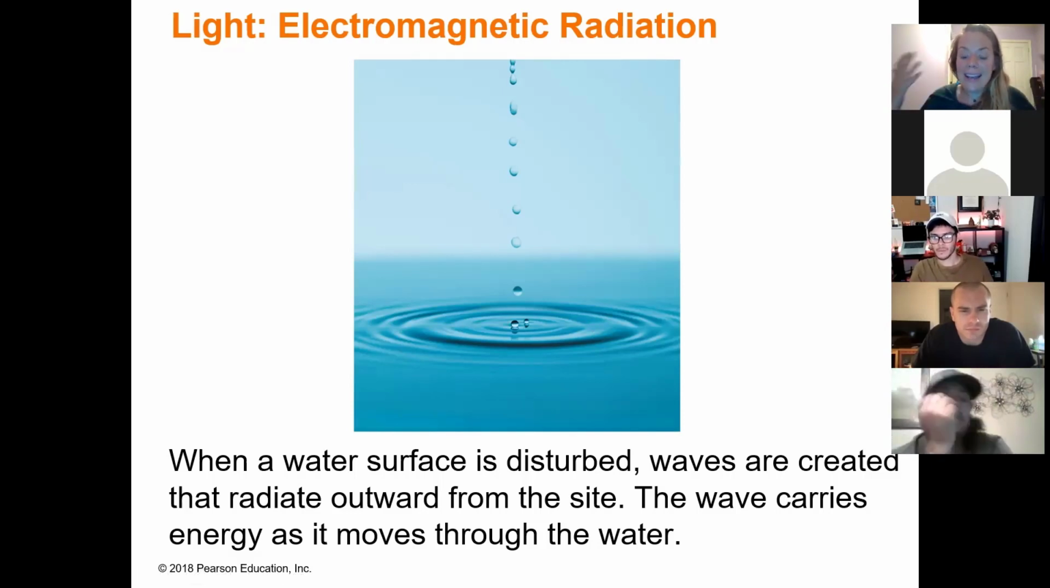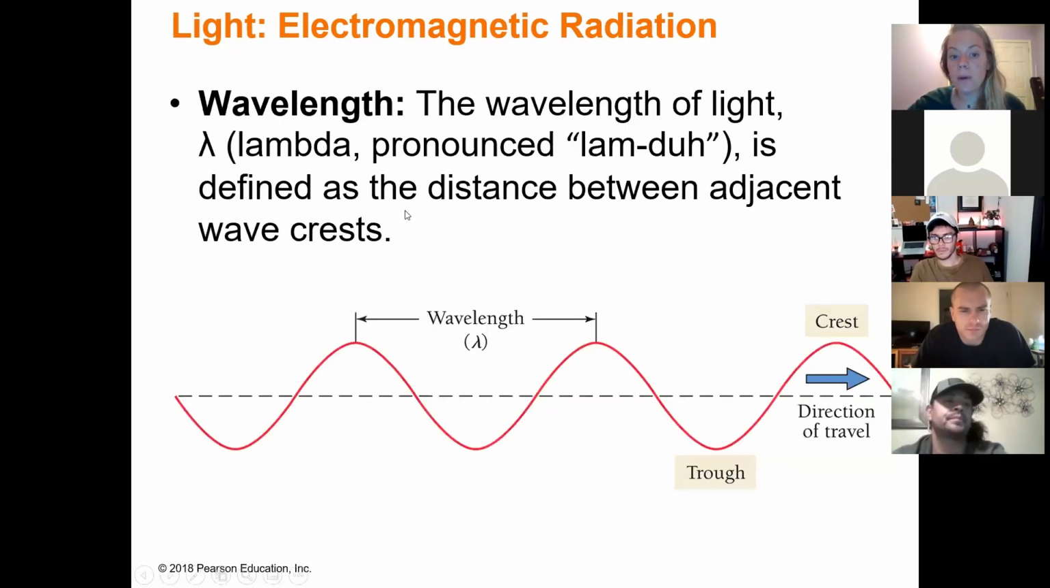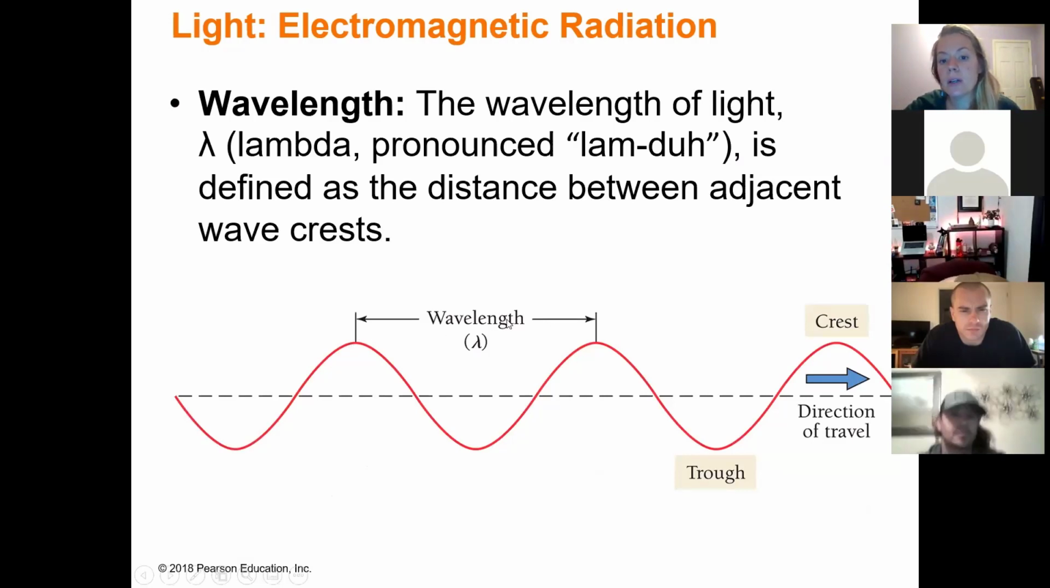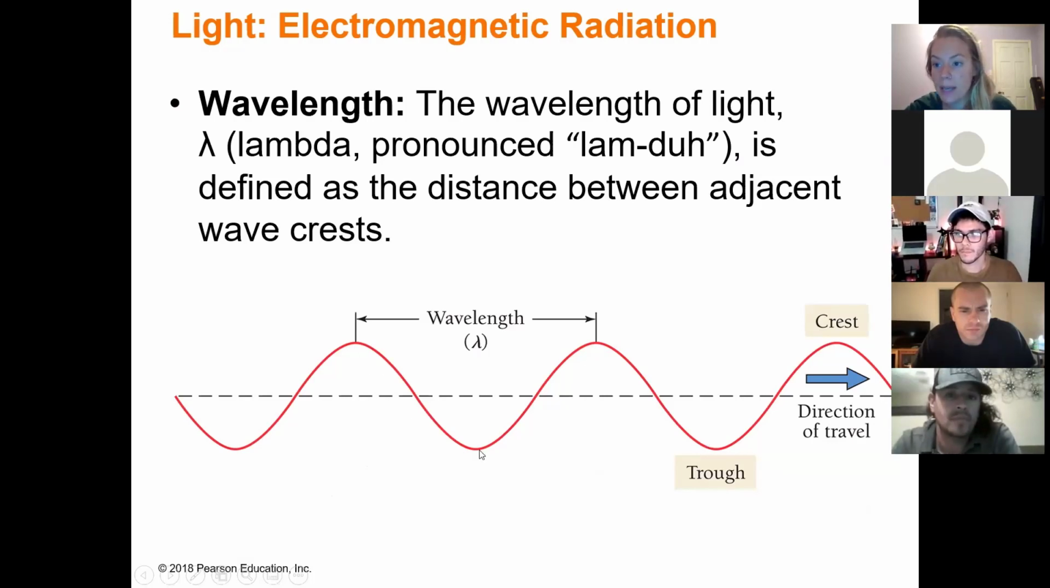So light carries a certain amount of energy, and that energy is related to its wavelength. When I talk about wavelength, it's the difference between crest and crest or trough and trough. Not crest to trough. Crest to adjacent trough would be half of the wavelength. The symbol we use is this little cursive L thingy that's called a lambda.